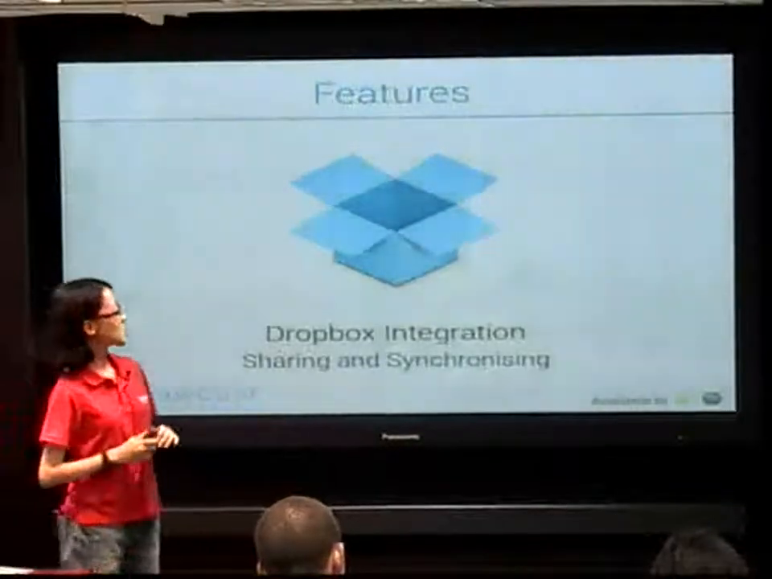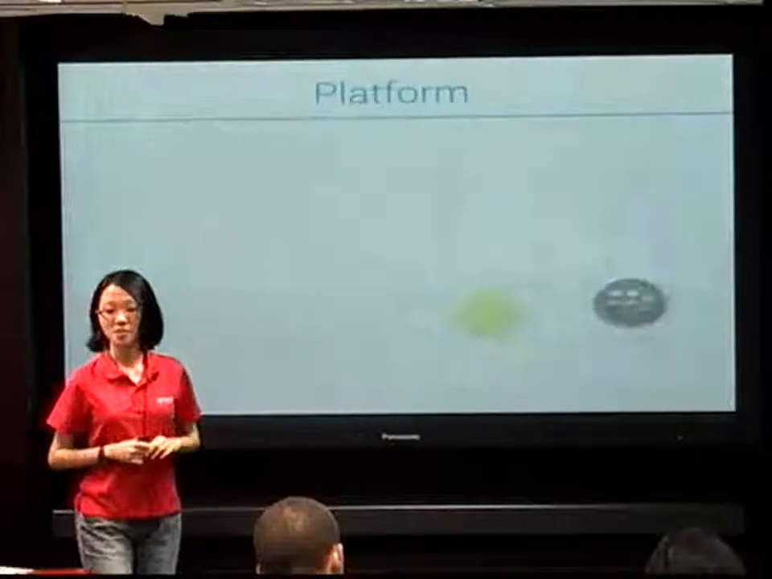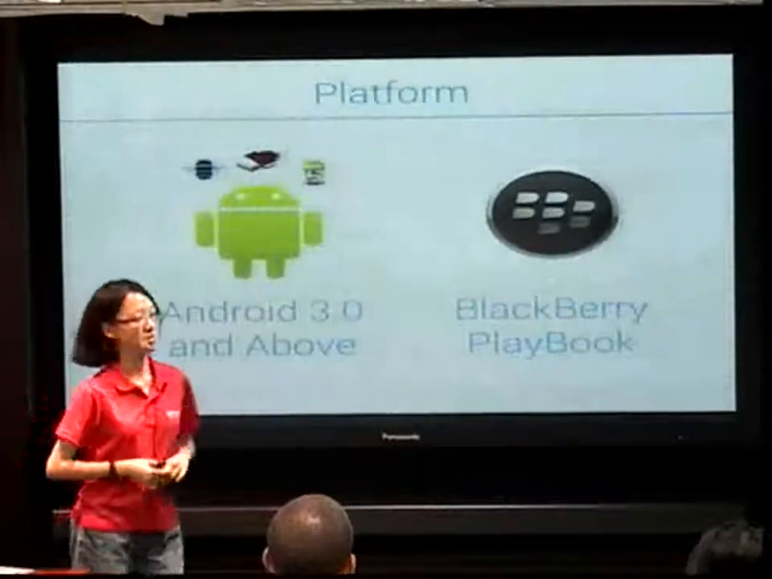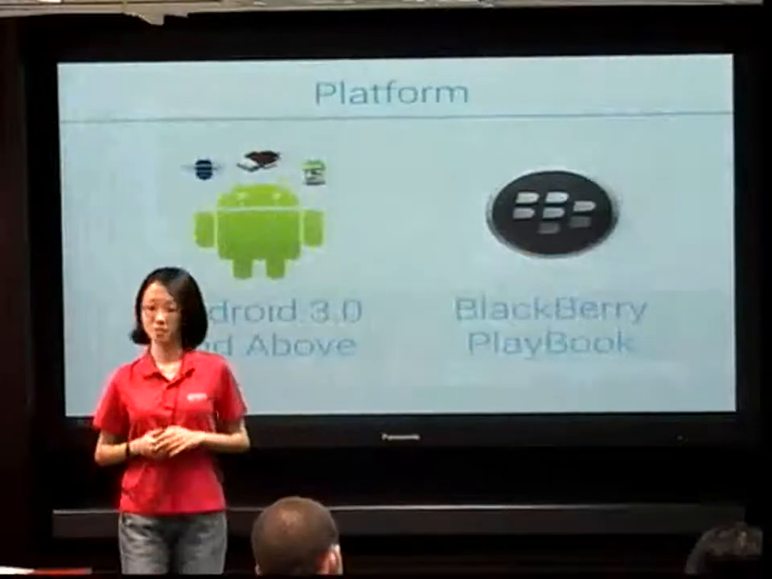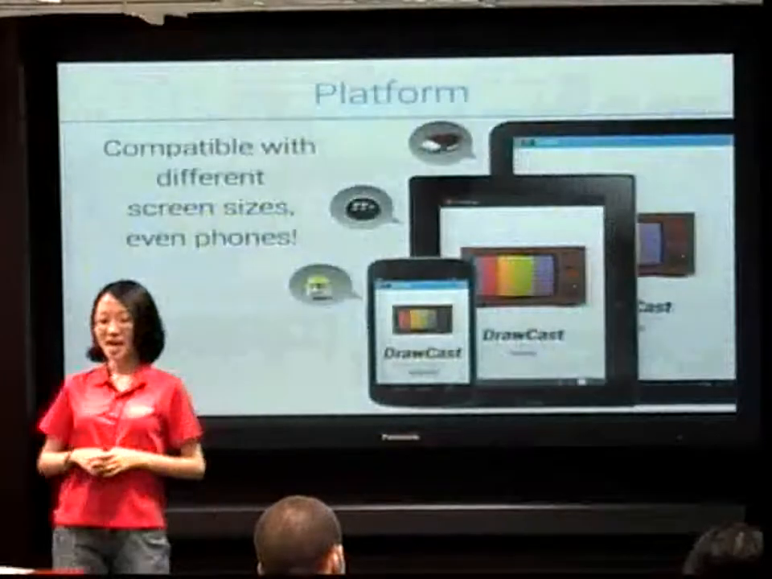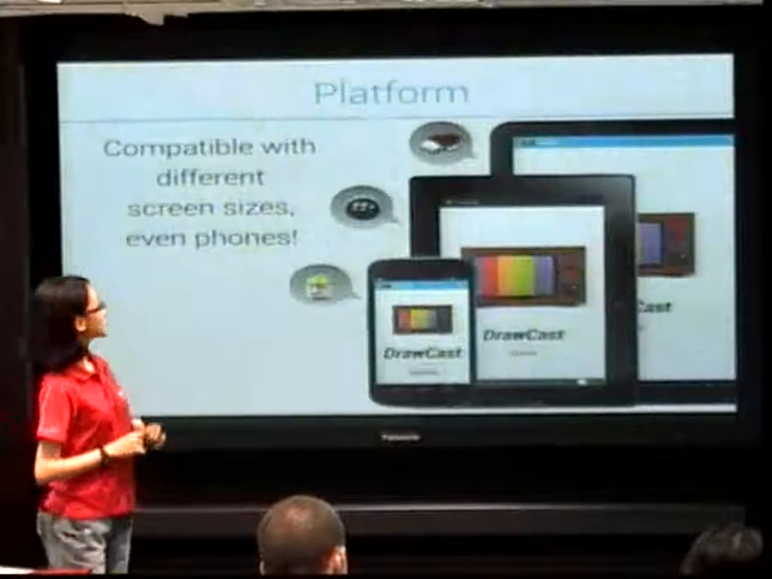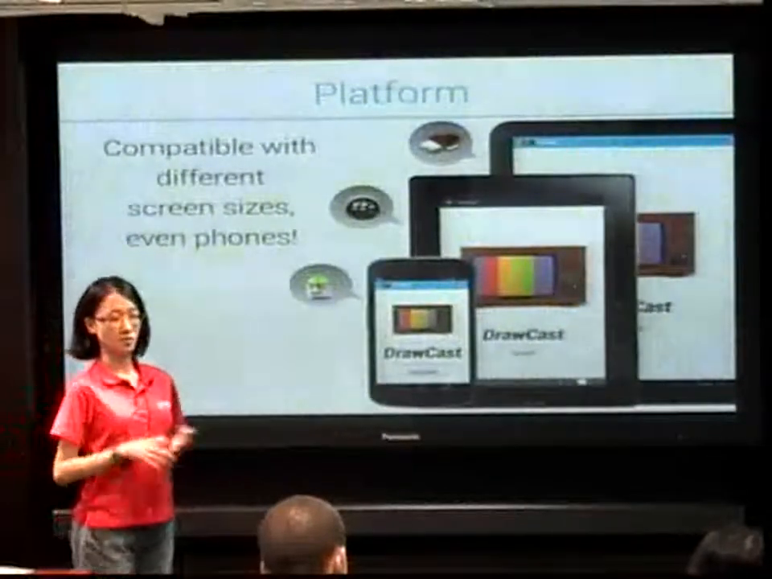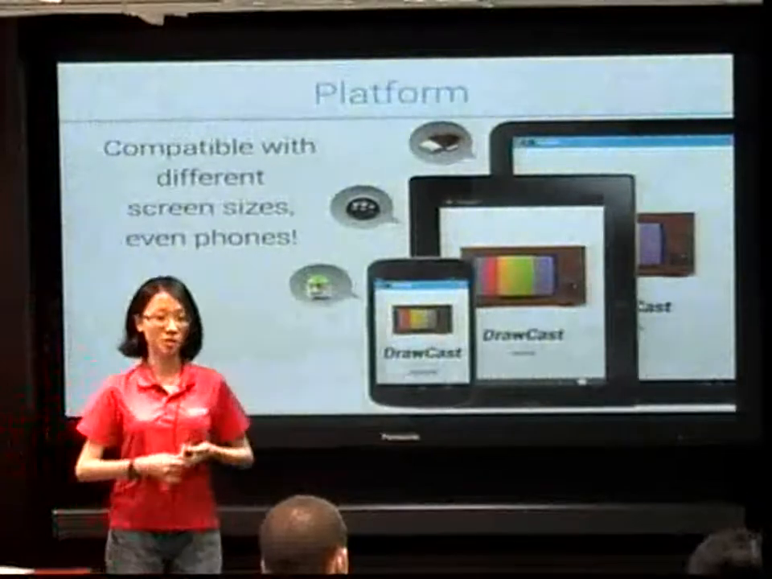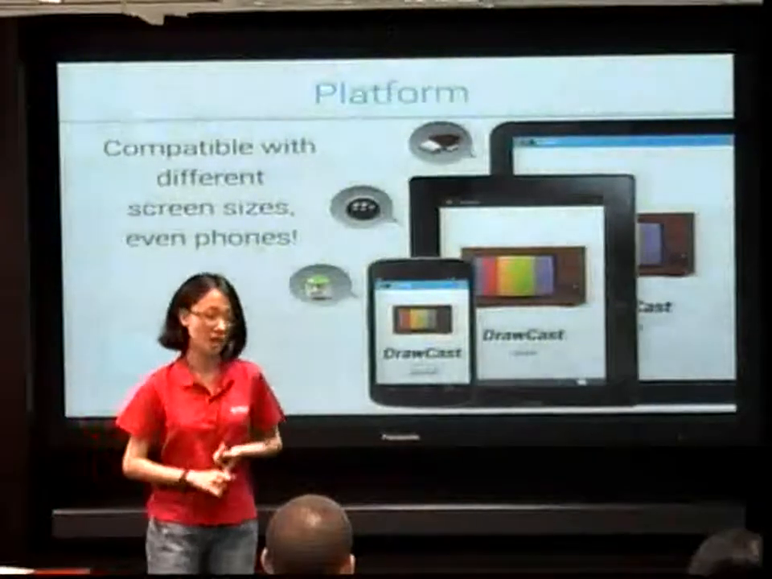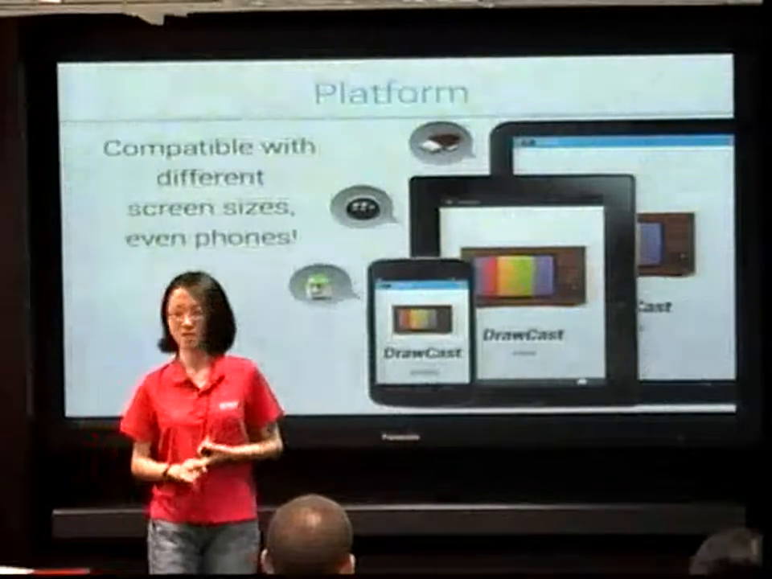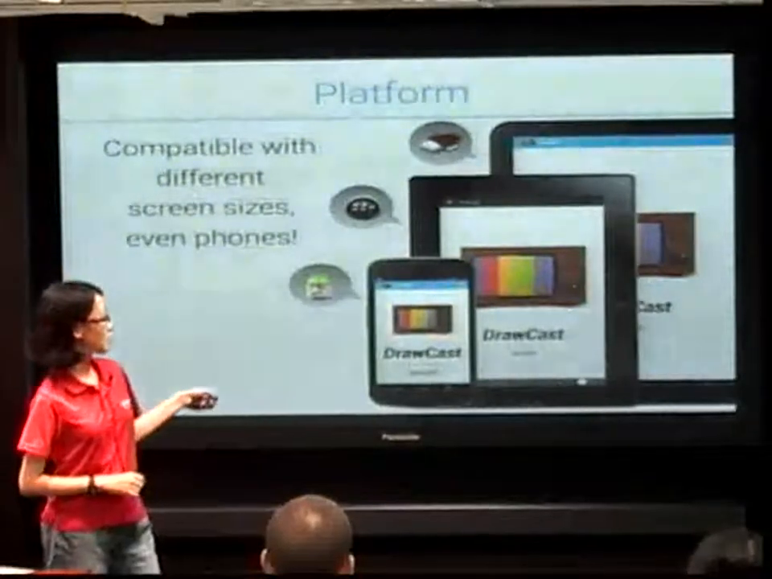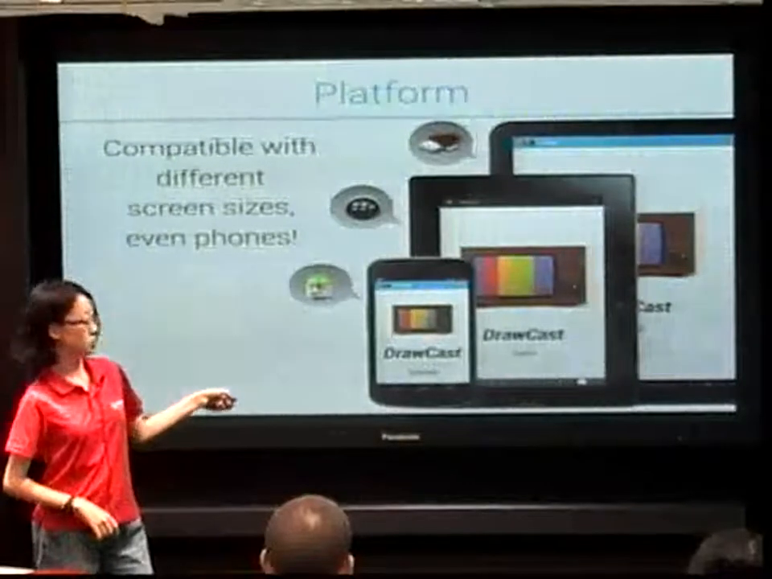Drawcast is available on Android devices running on Honeycomb, Ice Cream Sandwich, and Jelly Bean, and we also allow display on Playbook. And Drawcast is available on different platforms, compatible with mobile devices of different sizes. And I keep saying mobile devices because you can not just limit it to tablets, you can also use it on handphones. And we have tested it with Galaxy Nexus, BlackBerry Playbook, and Motorola Zoom here.